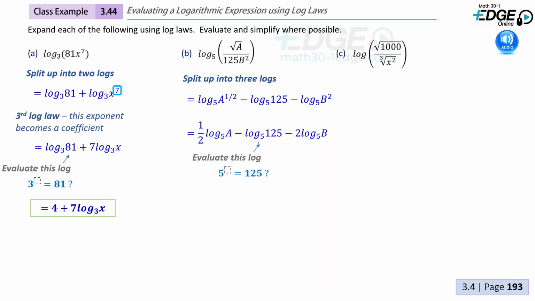And then our log base 5 of 125, well, we can actually solve that. We can actually get a number from that. So 5 to the power of what is 125? Well, 3. So in the end, we get 1/2 log base 5 of a minus 2 log base 5 of b minus 3. And notice that we put this constant term on the end. We do that by convention. Typically, you would put the constant on the end of the expression.